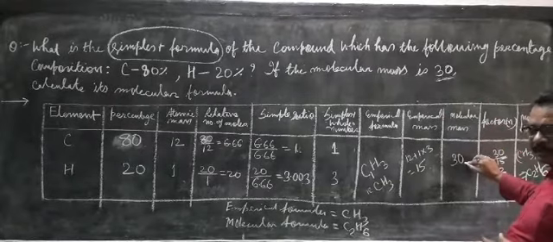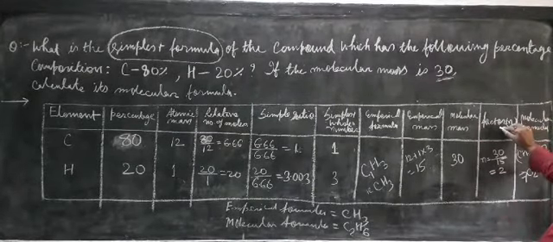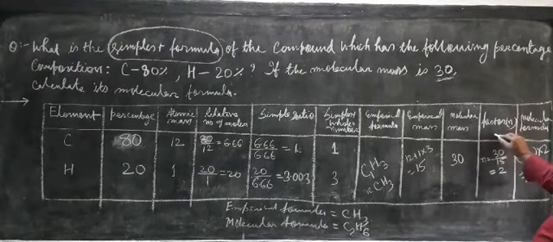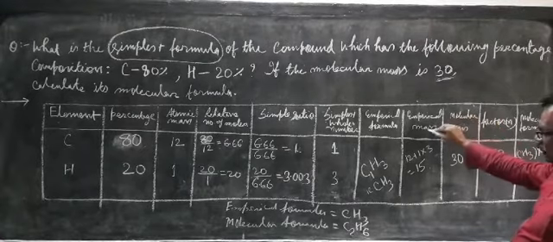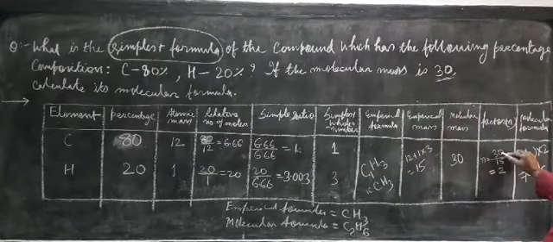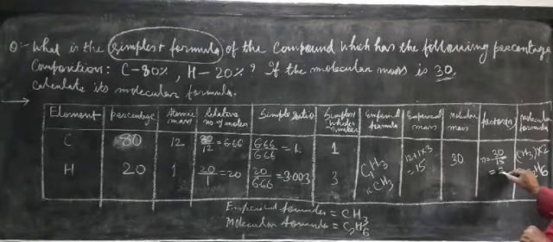So you have written the 30 AMU. In the previous lecture we discussed how to find out the factor. The factor is nothing but the ratio of the molecular mass to the empirical mass. That means molecular mass divided by empirical mass. How much are you getting? 2. So what is the factor? 2.